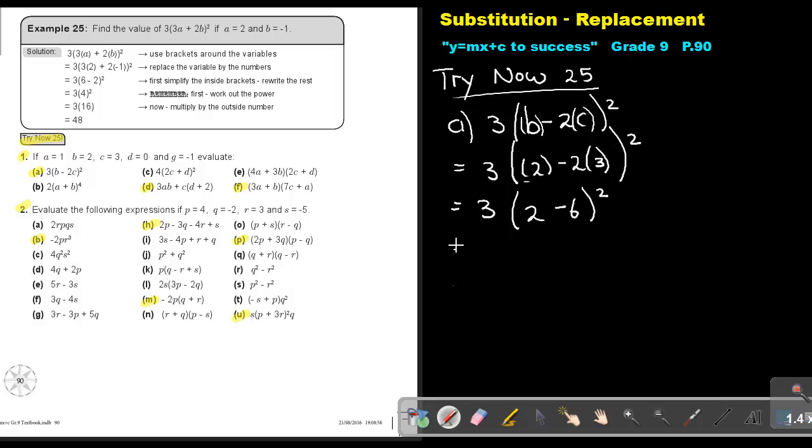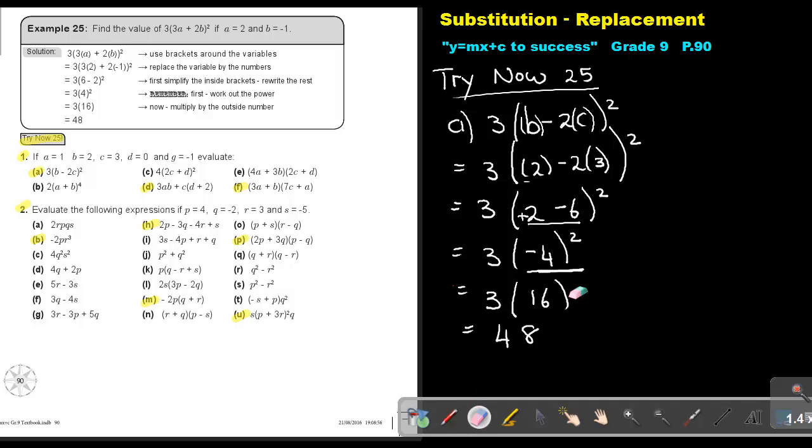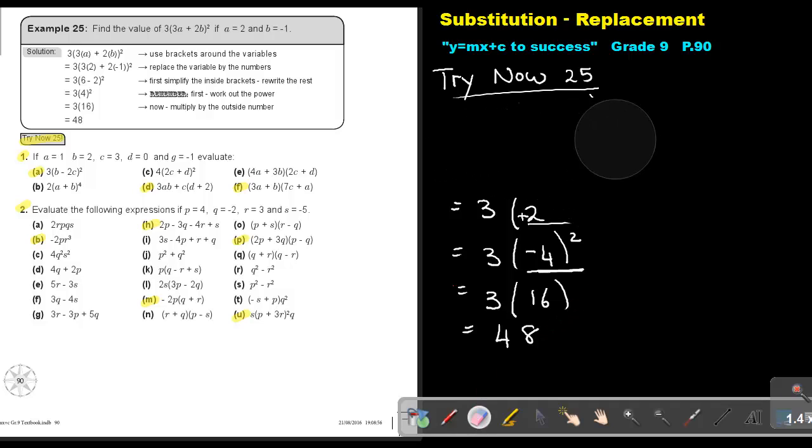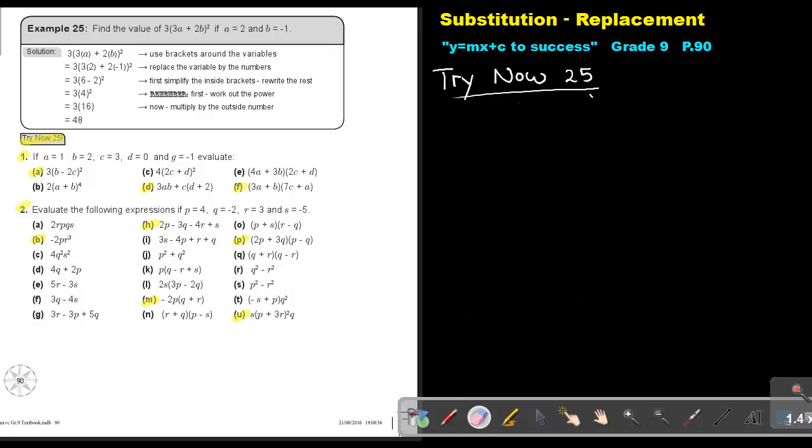And there's my square. Again, rewrite. First simplify this. 2 minus 4: if the signs are different, I subtract and I take the sign of the bigger number. So that's negative 4. Now remember, you must first do the power. Just rewrite the 3. Negative 4 times negative 4, that's 16. Finally, you multiply this and you get 48. And that's how you do it. I'm going to clean again to make space. Let's go to the next one.